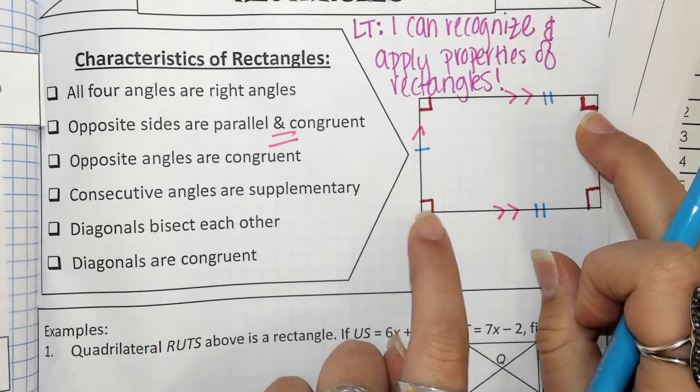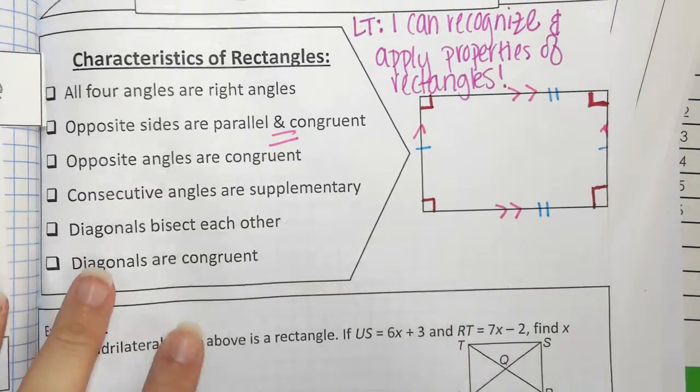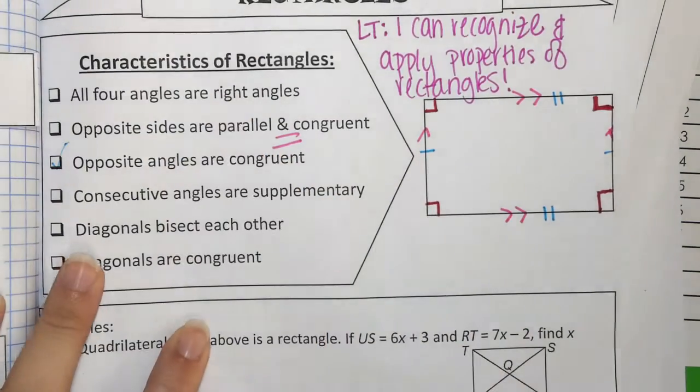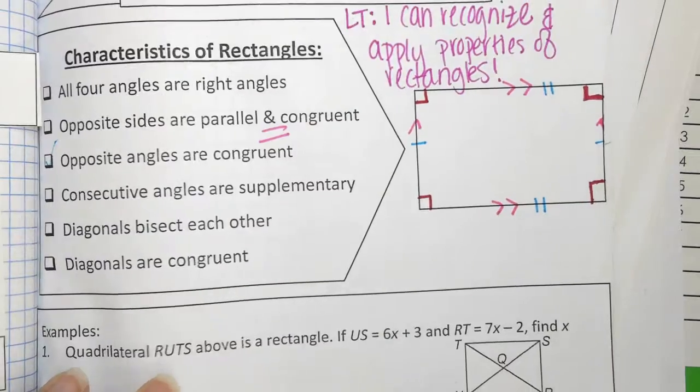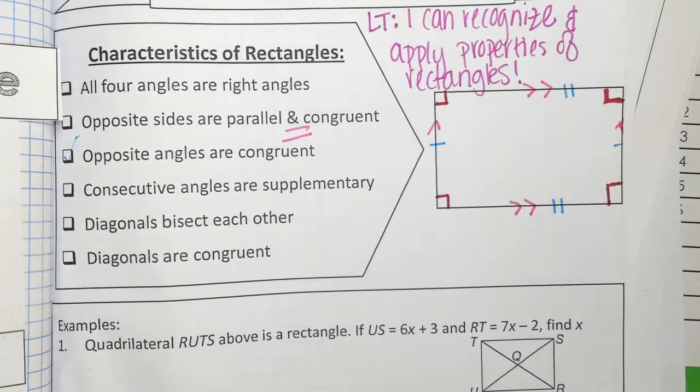Alright, opposite angles are congruent. Now, do we know the opposite angles are congruent here? Why do we know that? Because there's a box, and that means that they're both 90, right? So check, we did that. Consecutive angles are supplementary. How do we know that's true?